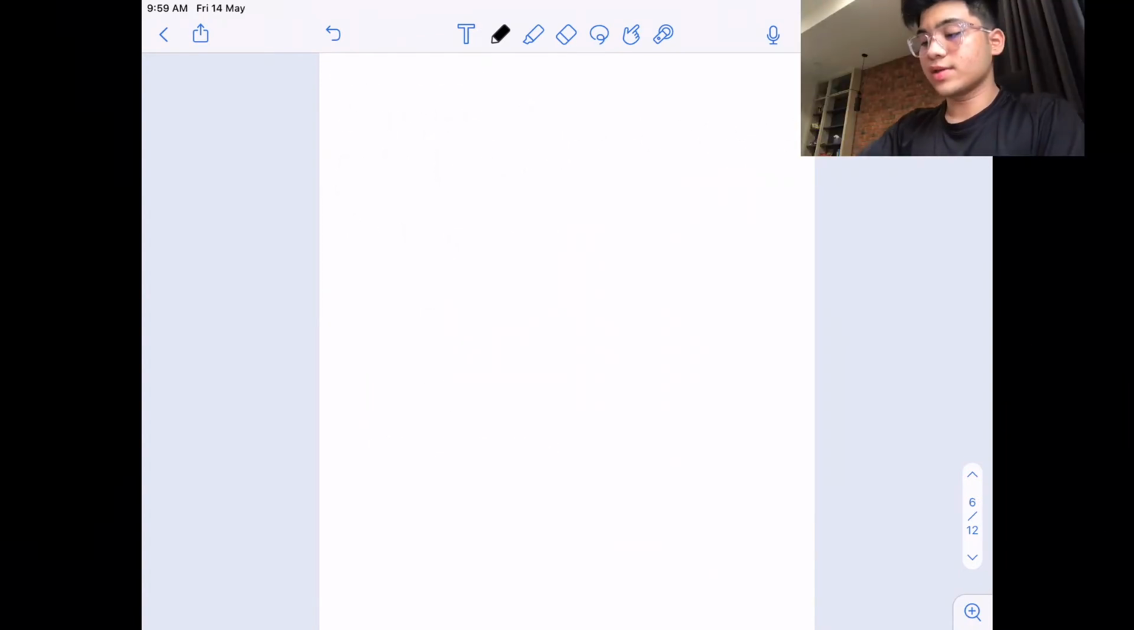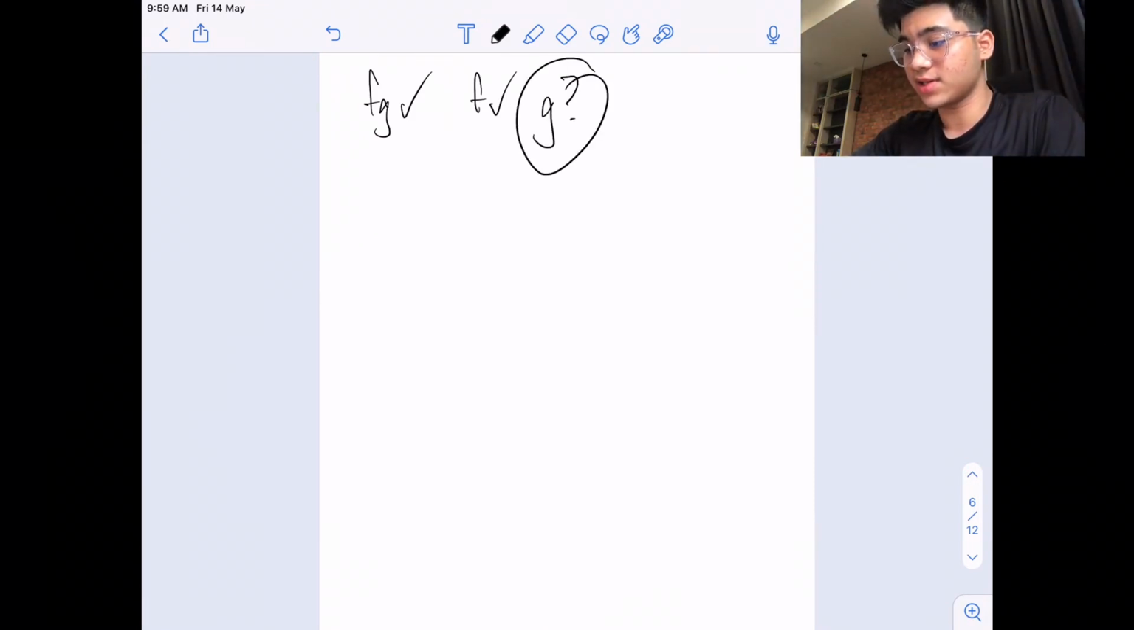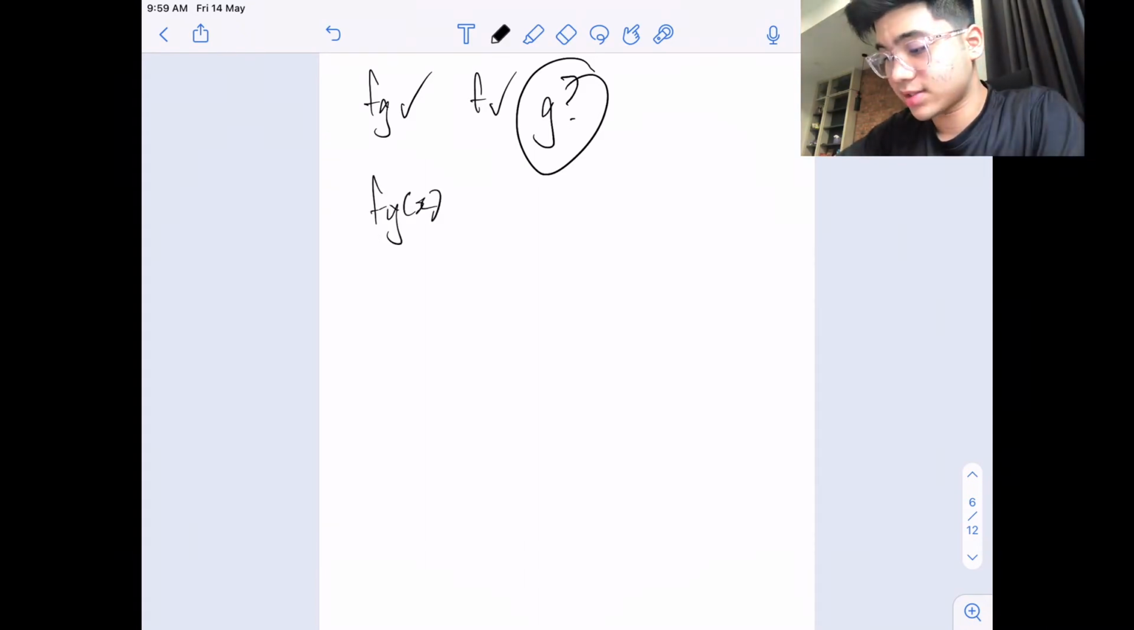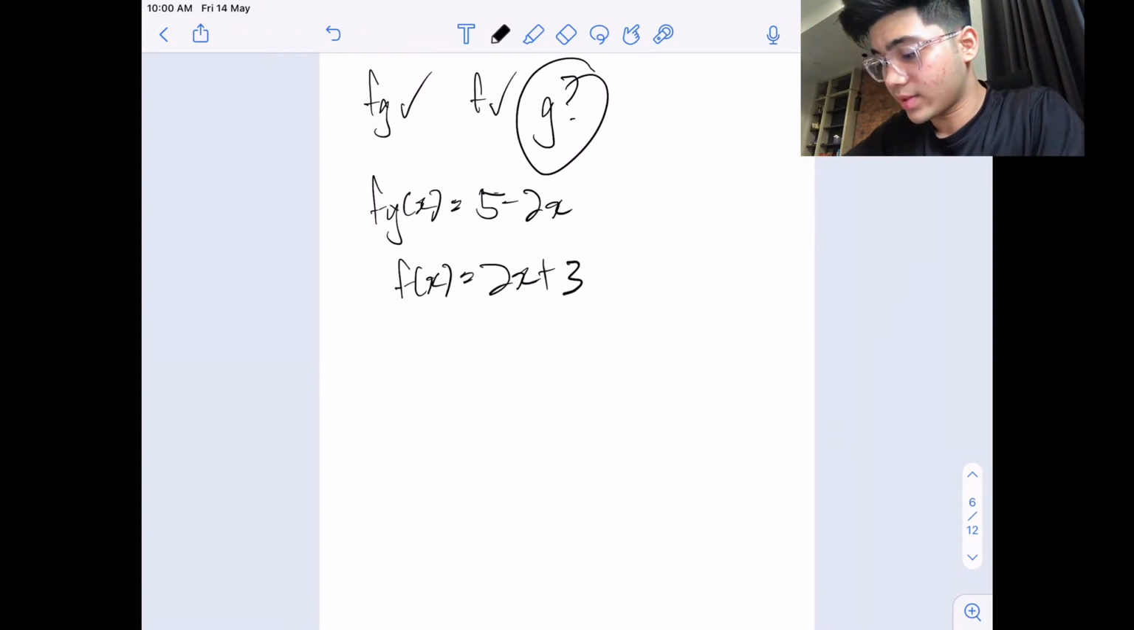All right. Sometimes they will actually give you certain composite function questions where they want you to find the base function. For example, they give you the function fg, they give you the function f, but they don't give you the function g. Basically, you have to find what this function is. Now, let's use the values as just now. We know that fg(x) equals 5 minus 2x, and we also know that function f equals 2x plus 3. So how am I to find the function g over here?